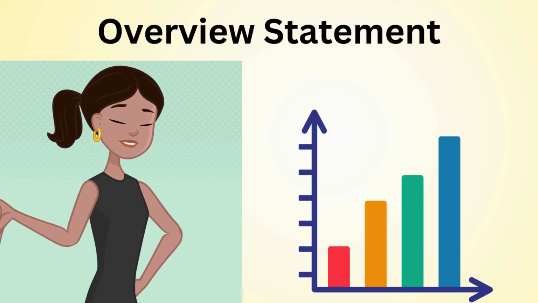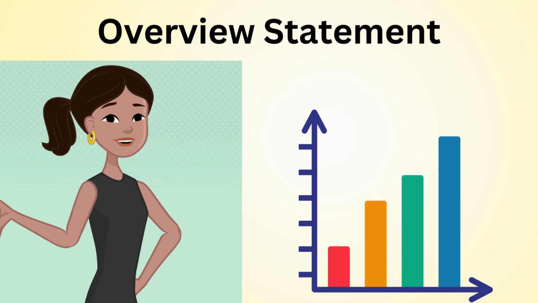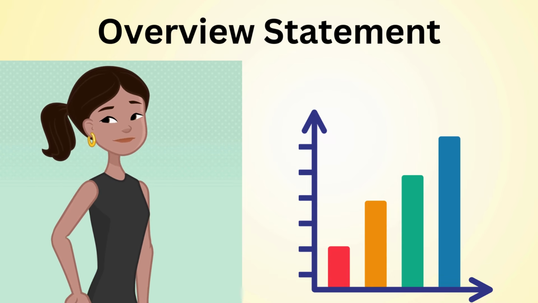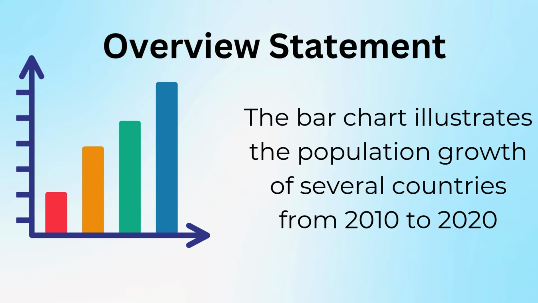For example, if you have a bar chart showing population growth over 10 years, you might say, the bar chart illustrates the population growth of several countries from 2010 to 2020.